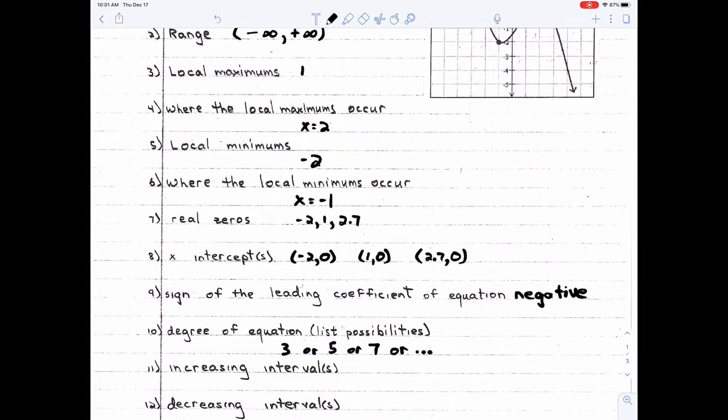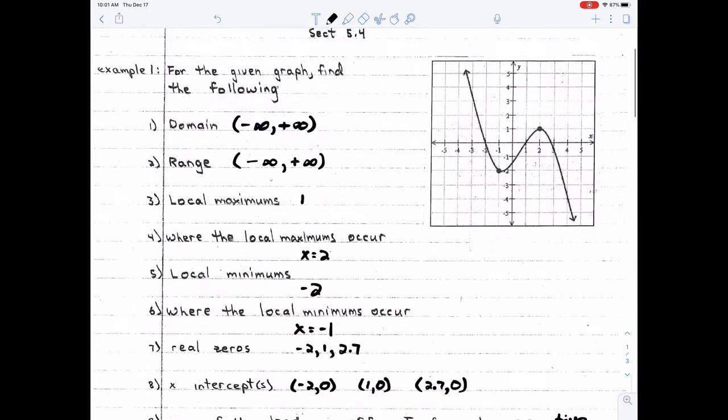Okay, increasing intervals. Now, this is the one that people have a hard time with. It's very important you take your pencil and hold it vertically. And I'm not making a mistake here like I did when I talked about the maximums and minimums. Hold it vertically, and what is this graph doing?